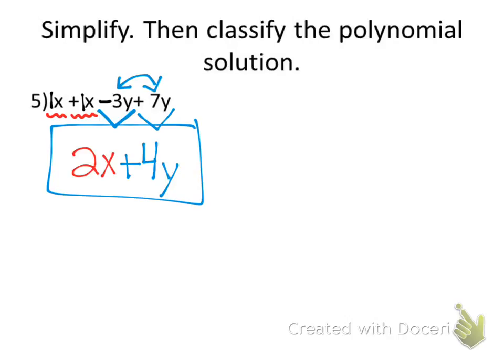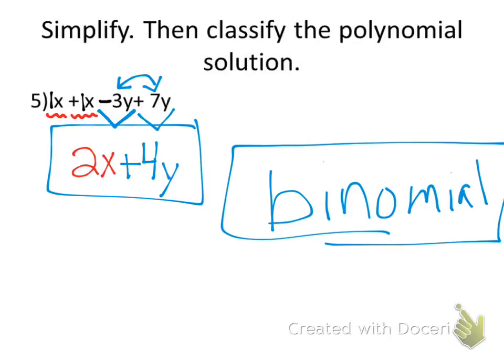Okay, now how many terms are there on the board? 2. Do you see the plus sign in the middle? That separates the 2 terms. So my first term is 2x. My second term is 4y. So what would I call this? Binomial. Bi means two. Binomial. Make sure you get both answers down. Questions?